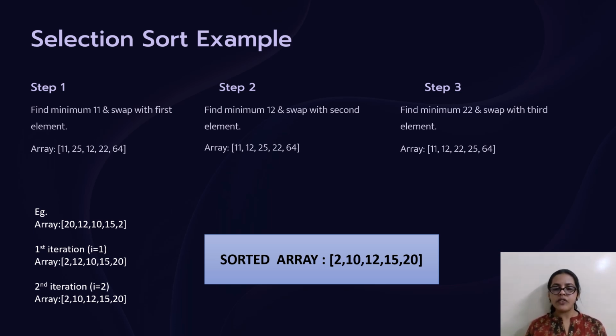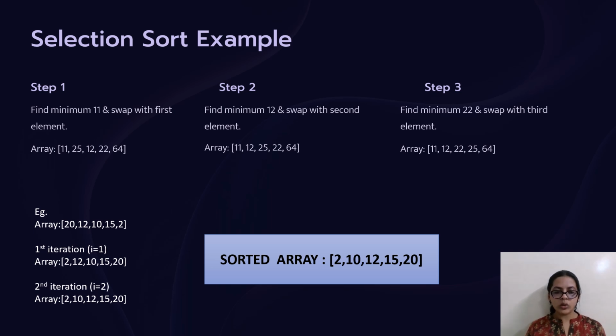Let's take an array of numbers 20, 12, 10, 15 and 2. And start with the first iteration, keeping i equals 1. So i equals 1, j equals 1, and k equals 2 to 5. We have to check whether a of 2 is less than a of 1. A of 2 is 12 and a of 1 is 20. So 12 is less than 20, which is true.